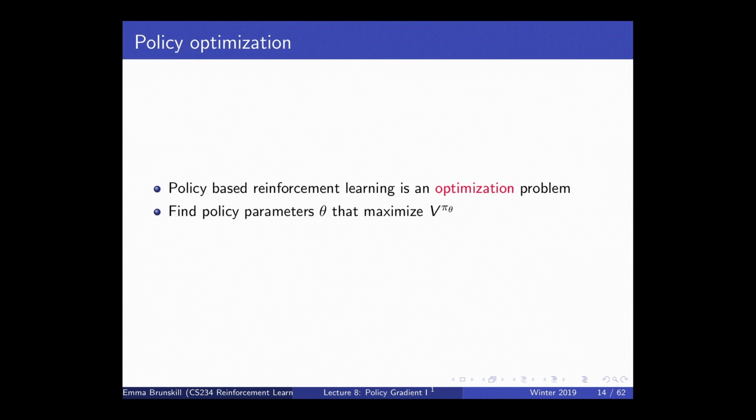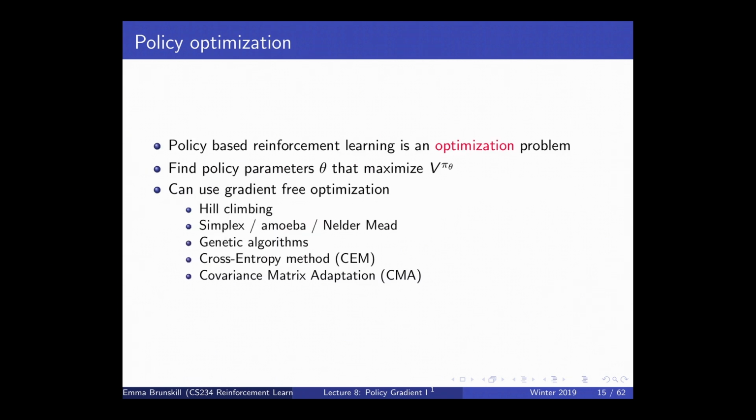So as before, this is an optimization problem similar to what we saw in the value function approximation case for linear value functions and deep neural networks. We're going to be doing optimization, which means we need some sort of optimization tool to search for the best theta. One option is to do gradient-free optimization. We don't tend to do this very much in policy search methods, but there are lots of gradient-free methods for finding whatever parameters maximize this V pi theta.